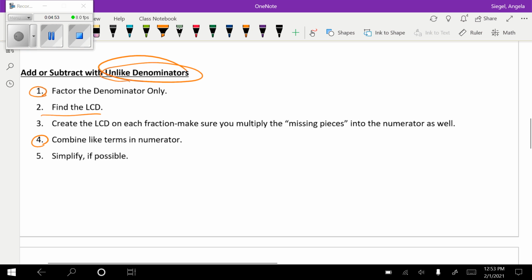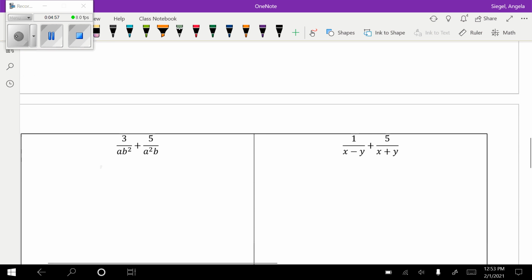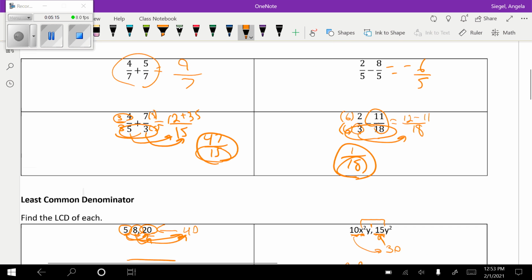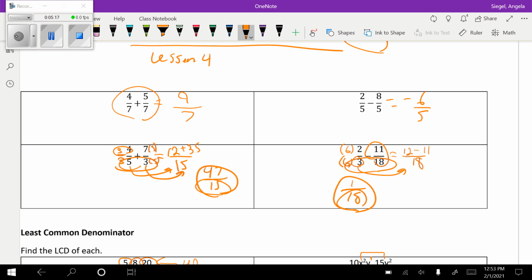So the first thing, can I factor it? No, I can't. So I'm going to find the LCD. So what is the LCD of ab squared and a squared b? So remember, we're going to grab the variable with the biggest exponent. So it's going to look like that. Okay, so just like we did up here, we are going to ask ourselves what we're missing.